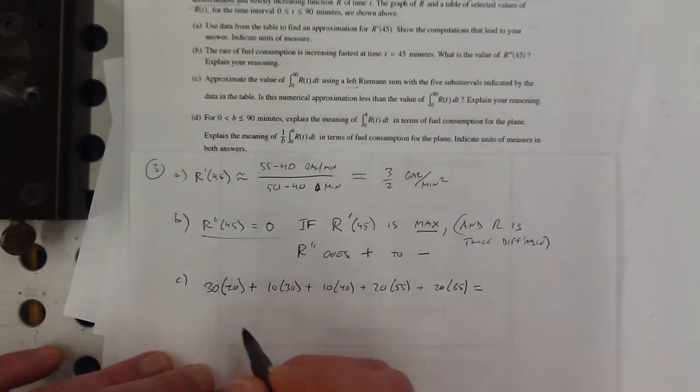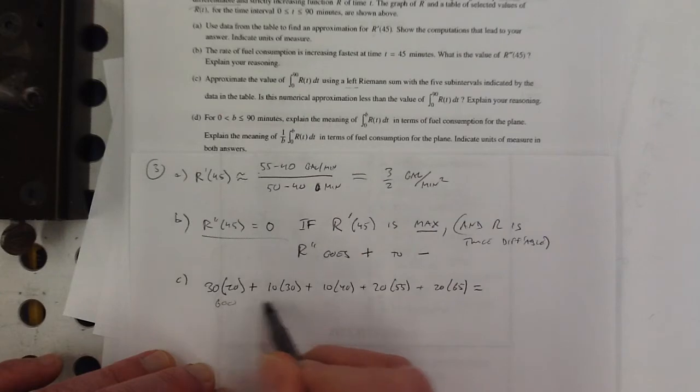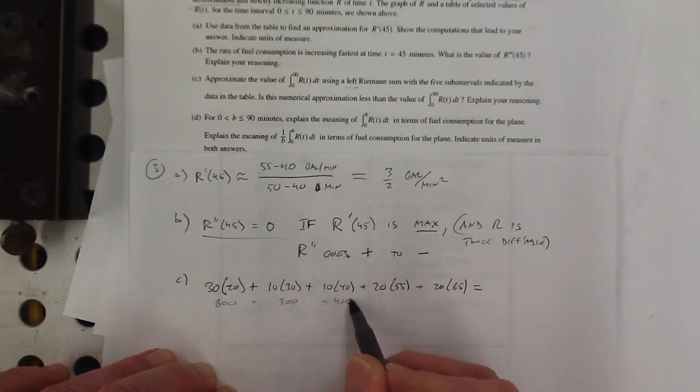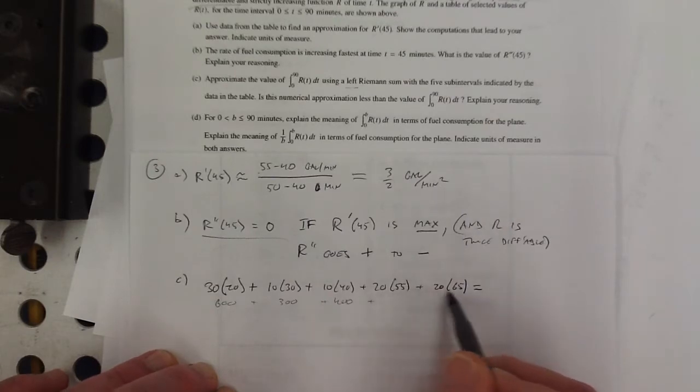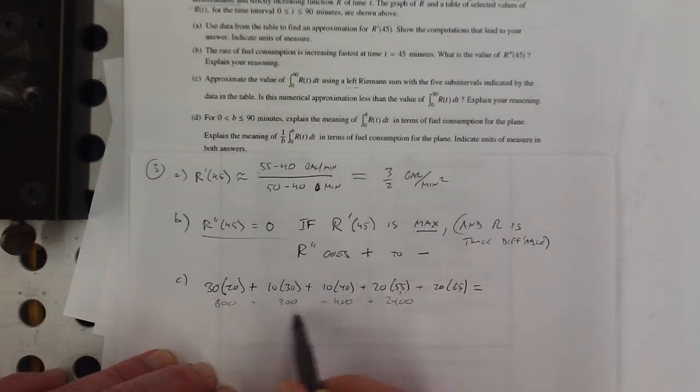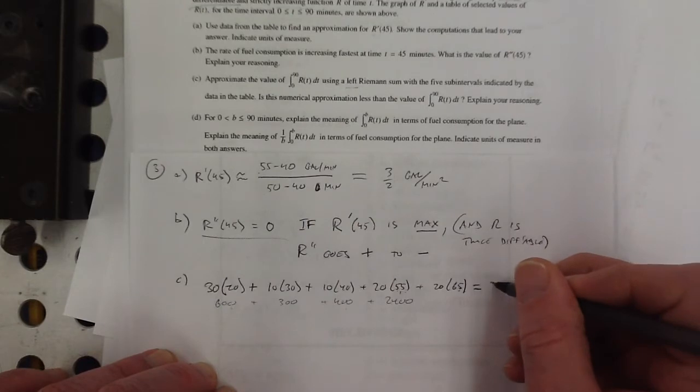And let's see, what's this? 600 plus 300 plus 400 plus 20 times both of these. That's 120 if you add those together. 120 times 20 is 2,400, I think. So hopefully that's right. That's 1,000, so I got 3,700.